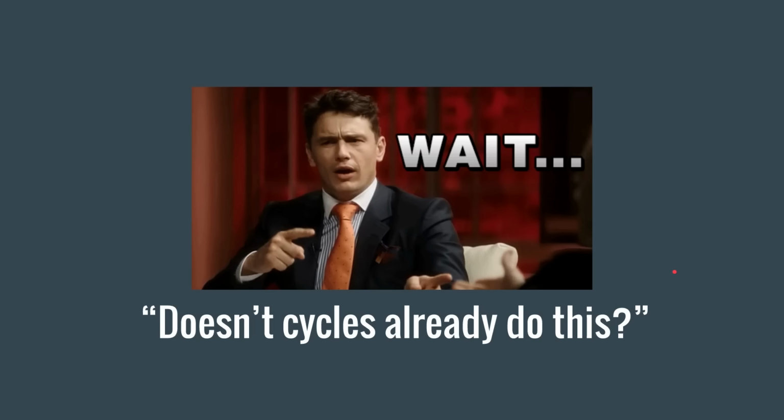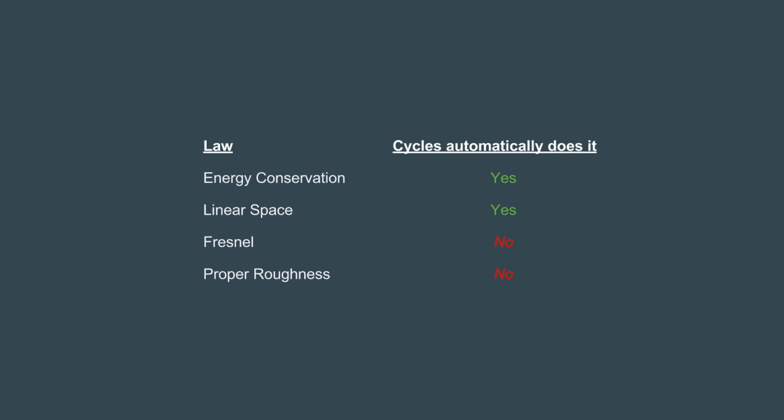So Cycles does some of it, like energy conservation, but there are some things that it does not. So it does energy conservation, check. It does linear space, which is another thing we won't talk about, but it's pretty boring. Basically keeping everything in the same color space, check. Fresnel, it does not automatically do it. Proper roughness, it does not automatically do it. And when I say automatically, I mean in the same way that the mix shader sort of automatically forces you into that workflow. You don't have to use a Fresnel. The Fresnel you can make, and we will in just a moment, make some really nice looking Fresnel. You can do it in Cycles, but it's not there by default. And that's what this video is really all about.